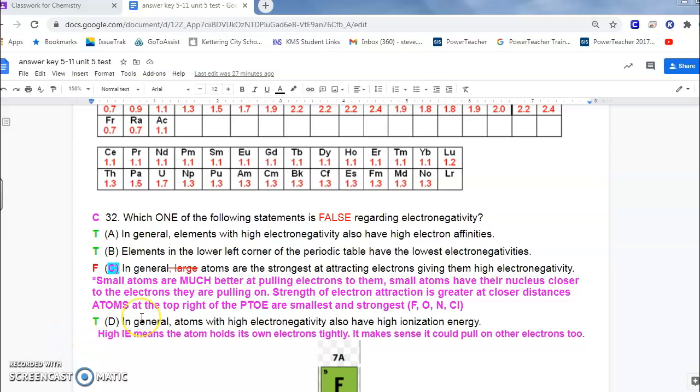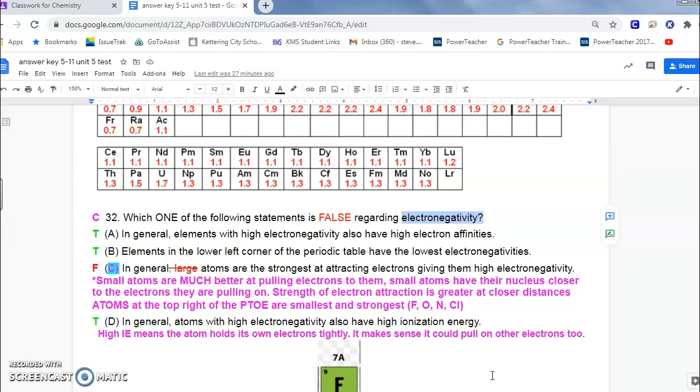We're going to pick back up with question 32 on our 5-11 Unit 5 test. Which of the following statements is false regarding electronegativity? I believe this is the first question we've had on electronegativity on the test, but what is electronegativity? Electronegativity is how well an atom can tug on electrons in a bond.